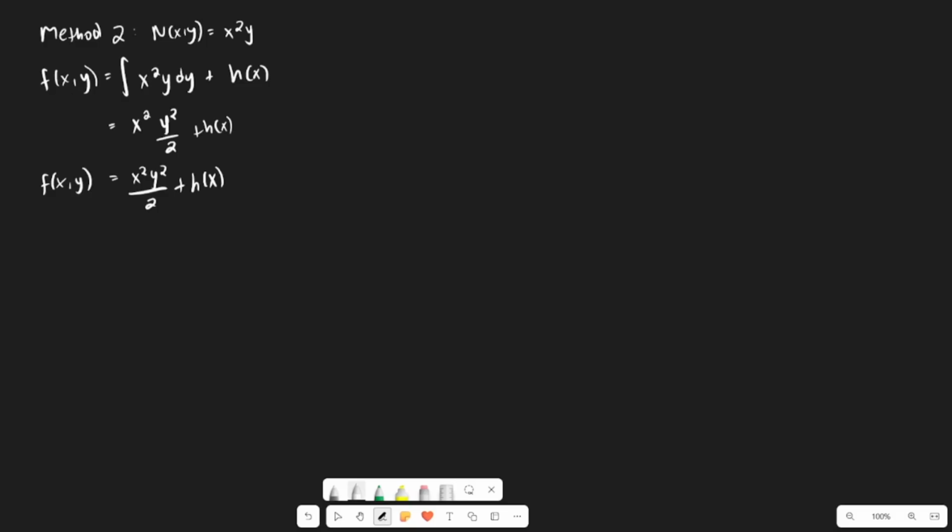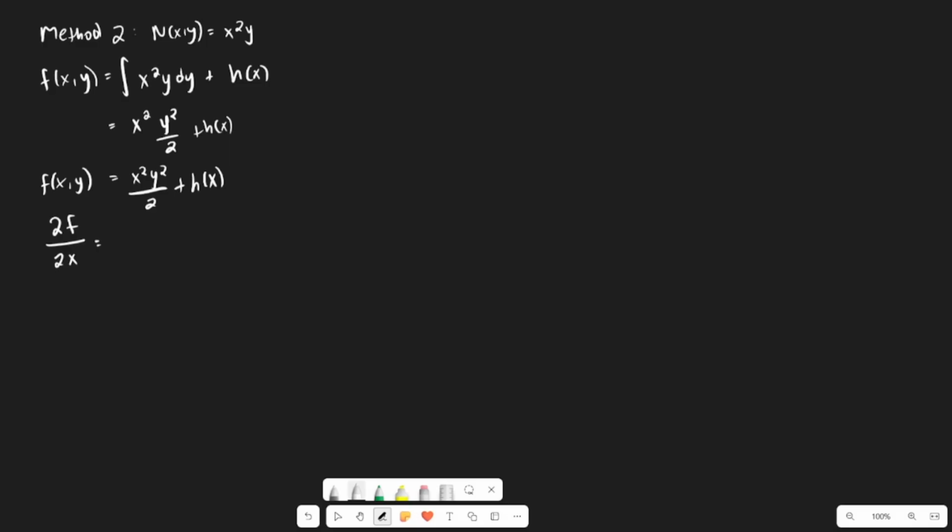Now, this is not yet our answer for the general solution, since we don't know the value of h of x yet. So we need to solve for the value of h of x. And in order to do that, we first need to get the partial derivative of f with respect to whichever is the variable inside the function right here. So the variable inside h of x, or the variable inside h, is basically x. So we get the partial derivative of f with respect to x.